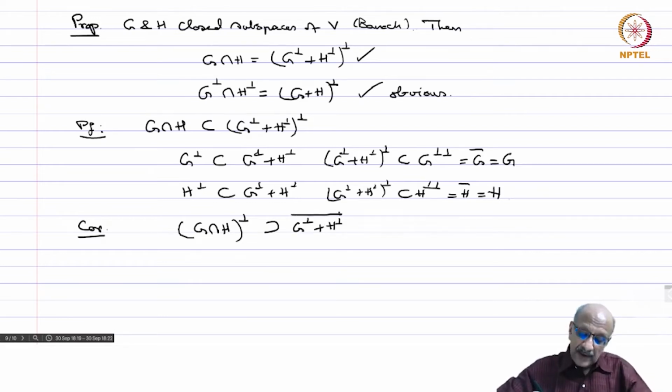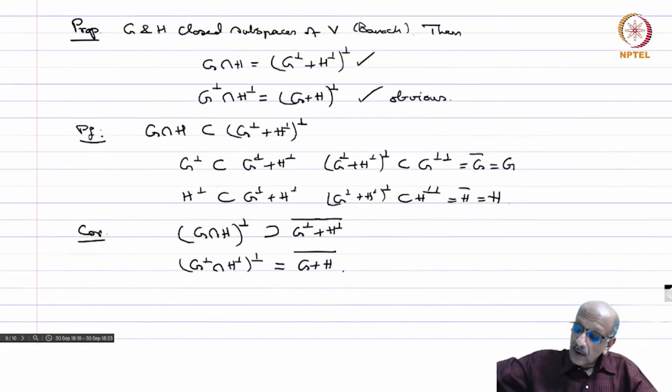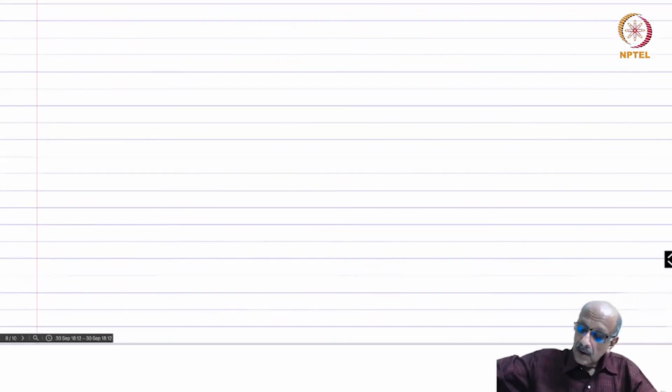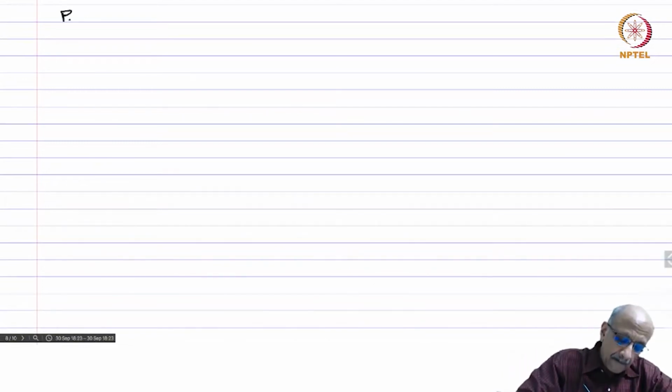And now if I take the second relation, so I get (G perp intersection H perp) perp, that's equal to (G plus H) double perp, but that is the closure of G plus H. So G plus H closure. So these two are corollaries, this is just a corollary. Okay, so now another proposition.